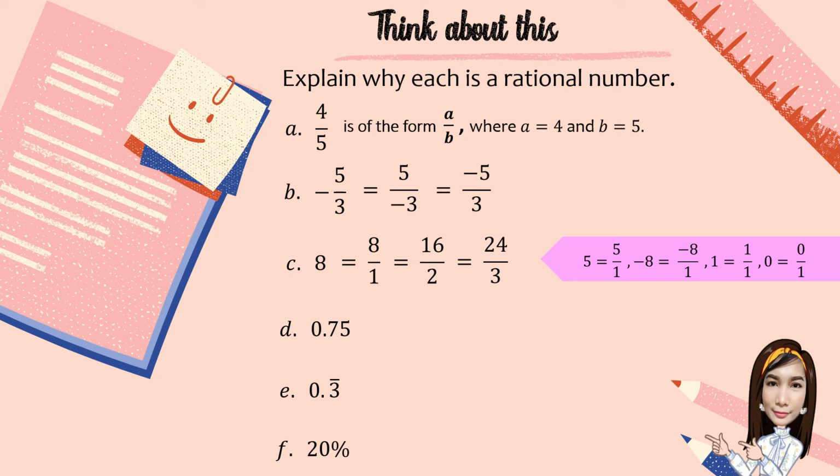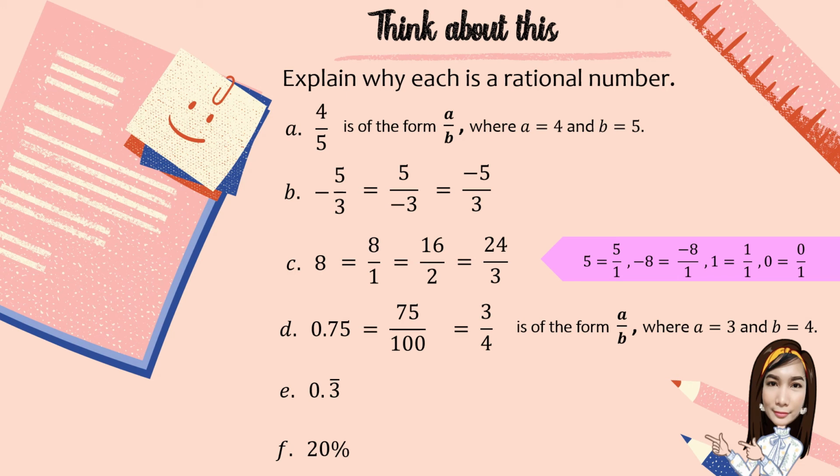Now 0.75 or 75 hundredths is considered also a rational number. Why? Because that is equal to 75 over 100. And if you're going to divide it with the GCF, which is 25, 75 divided by 25, that is equal to 3. And 100 divided by 25, that is equal to 4. So we have 3/4 or 3 over 4 is of the form A over B, where A is equal to 3 and B is equal to 4. So 3 is the numerator and 4 is the denominator.